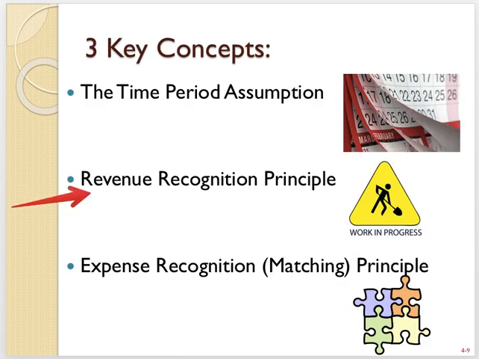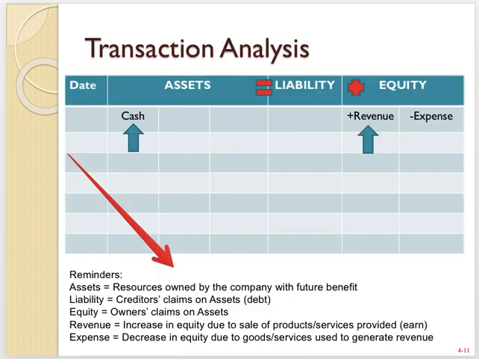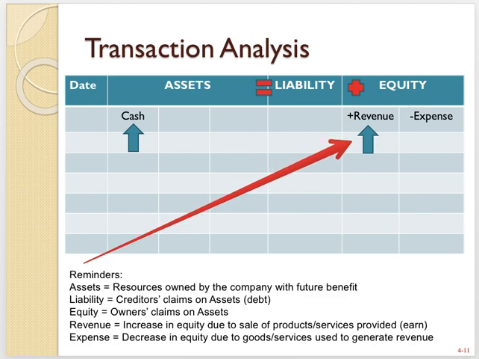Now let's move on to the revenue recognition principle. But before we go there, let's first refresh our memories on what revenue is. Revenue is an increase in equity from sales of products and services provided to customers. So in an example that we've seen before, here we have the company providing consulting services to the customer, and the customer is paying them in cash right away. So when we do our transaction analysis, we have our asset of cash going up, and we have our equity going up because revenue increases equity because it's the process of making money. We're providing services.